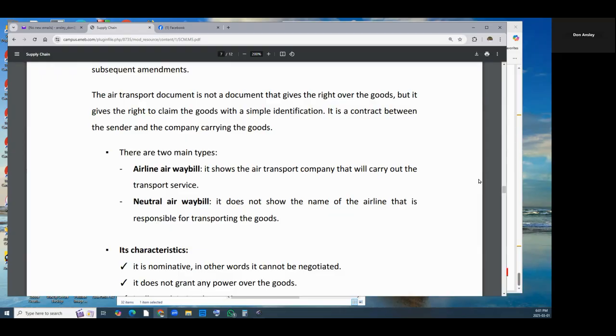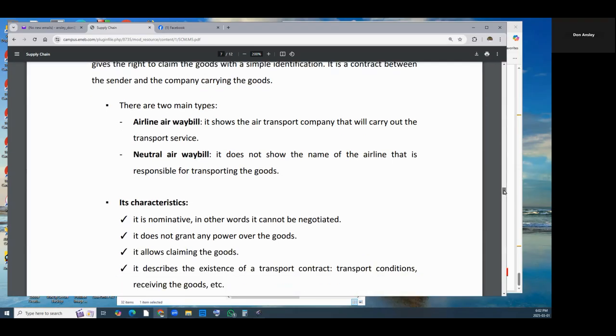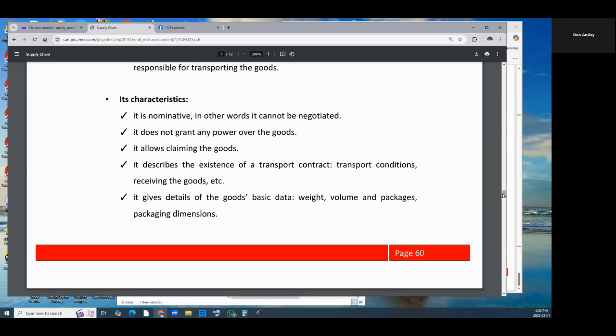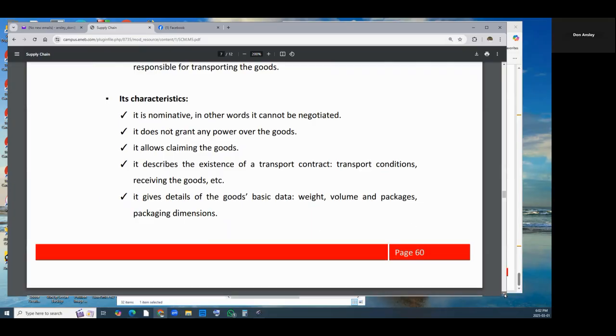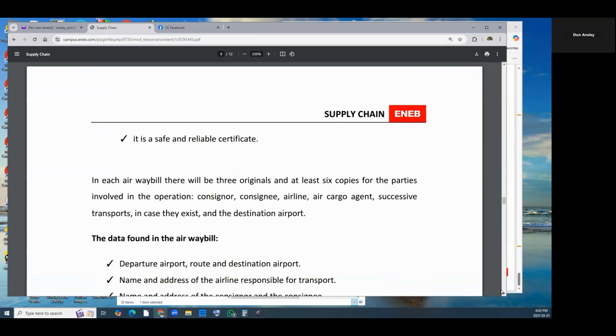Its characteristics: it is normative, in other words, it cannot be negotiated. It does not grant any power over the goods. It allows claiming the goods. It describes the existence of a transport contract, transport conditions, and receiving the goods. It gives details of the goods' basic data, weight, volume, and packaging dimensions. It is a safe and reliable certificate.